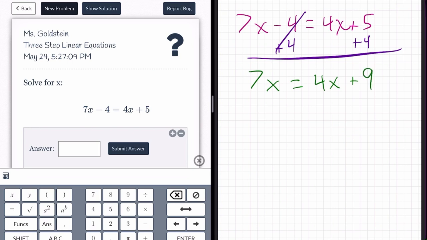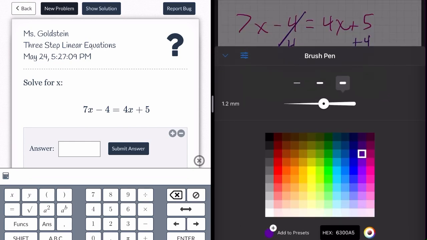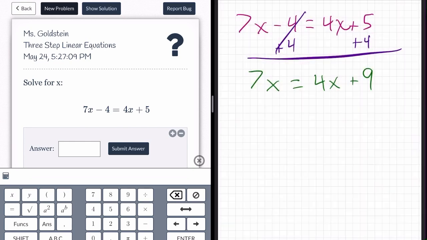Now I want to get my terms with x on the same side of the equal sign. Looking at these two terms, I want to kind of separate the constants from the variable terms. So this is the only variable term on the left side. This has both variable and constant. I'm going to scooch my variable term over to the left side to get it away from the constant, because at the end of the day I want to have x on one side and a number on the other. So I'm going to do the opposite of positive 4x, which is minus 4x.